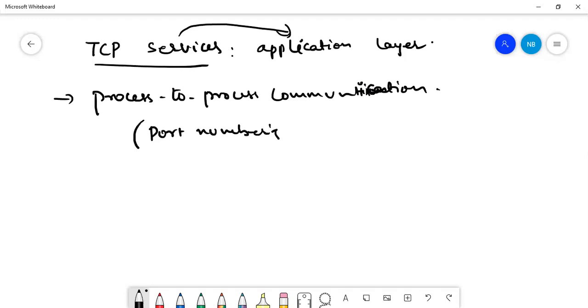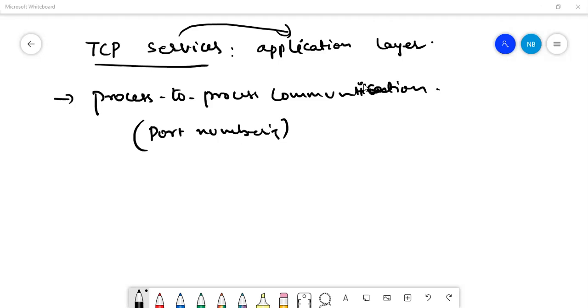So port numbers are the identification numbers which are assigned per particular process. This process will be identified through the port numbers. So communication will be established from process to process through the port numbers.